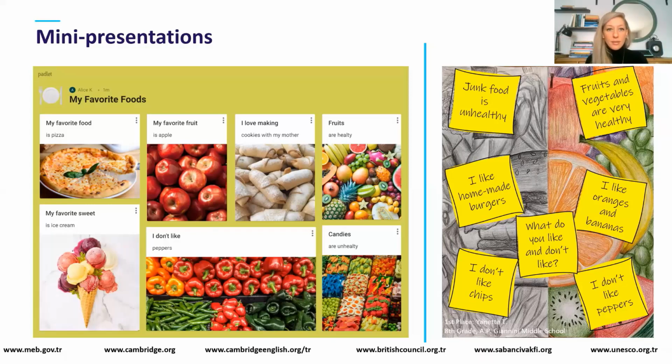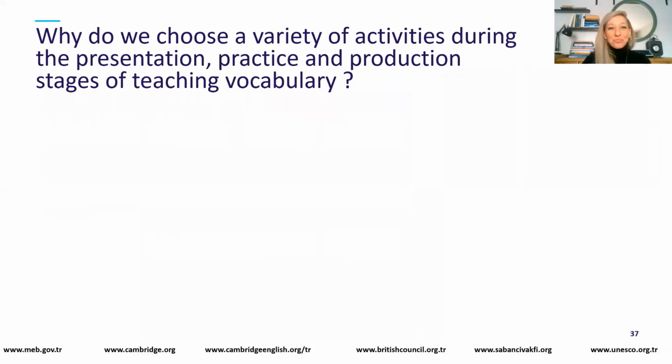But this is where they're going to be using the vocabulary, and they're going to be doing little research, of course, and they can extend the language. Now, another question for you. Why do we choose a variety of activities during the presentation, practice, and production stages of teaching vocabulary? Why did we do this? I mean, we've seen the 3 stages, but why did we bring a variety of activities?